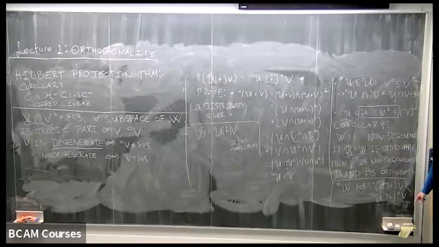So this statement is just an implication that if something is orthocomplemented, then it's non-degenerate, but I don't get it the other way. I don't get to say that every non-degenerate subspace is orthocomplemented.